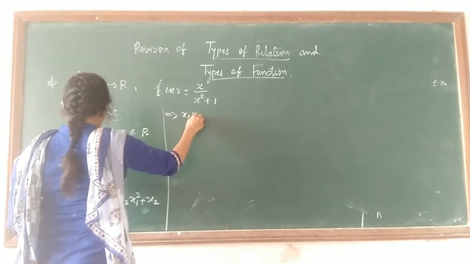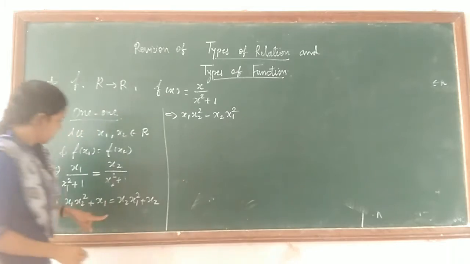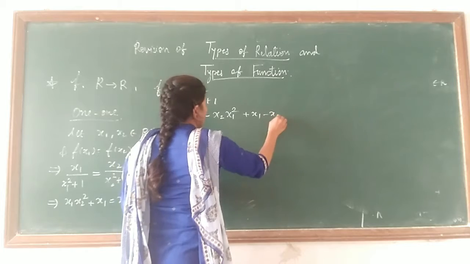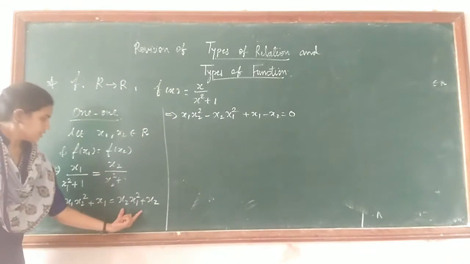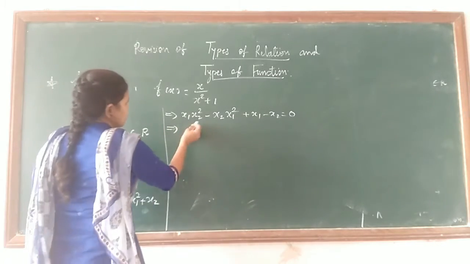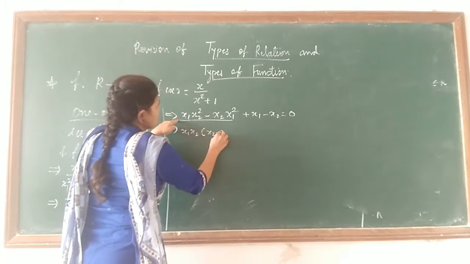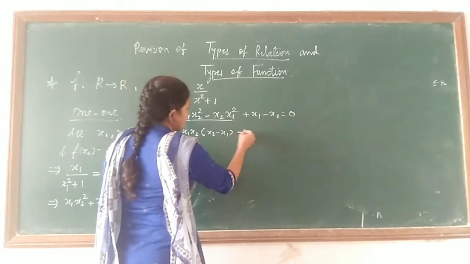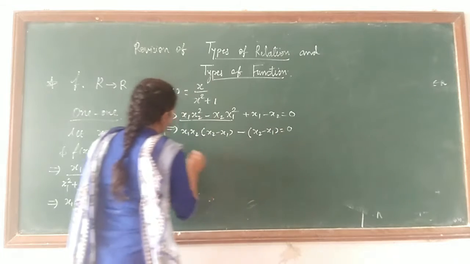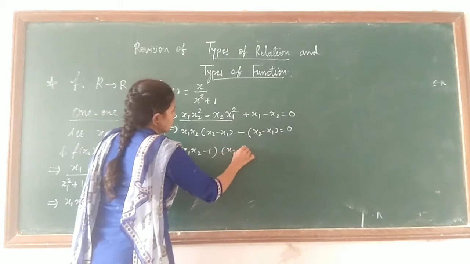So, this is x1 x2 square minus x2 x1 square, these two, plus x1 minus x2. That means we take this step to the right hand side. Then from this, x1 x2 is common, so x2 minus x1. Here x2 minus x1, that's why taking minus common. So that means x1 x2 minus 1 and x2 minus x1.